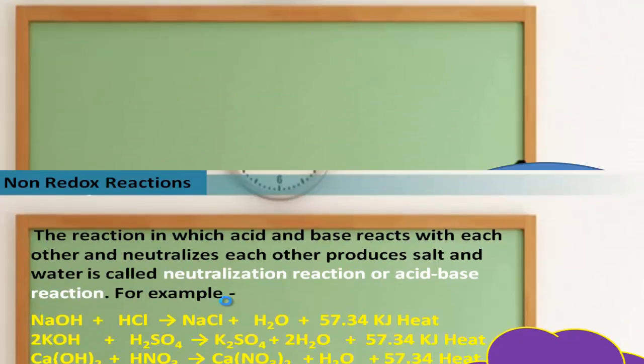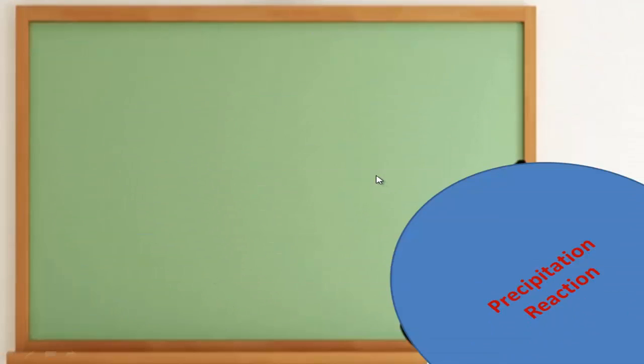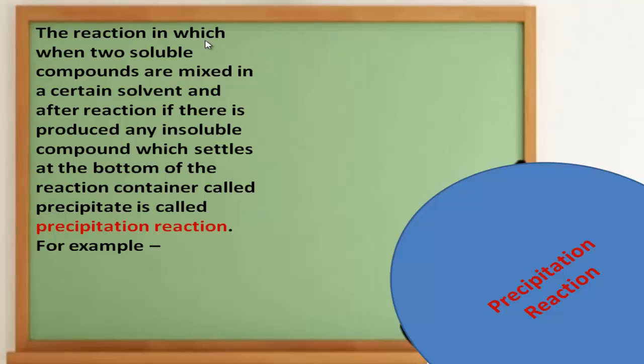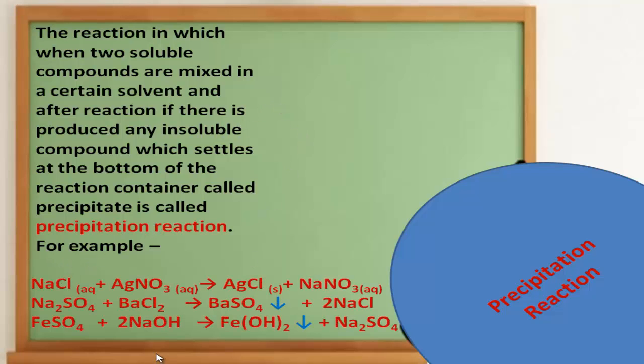Now another type of reaction is called precipitation reaction. Precipitation reaction is also a non-redox reaction. Follow here: it is the reaction in which two soluble compounds are mixed in a certain solvent, and after the reaction, an insoluble compound is produced which settles at the bottom of the reaction container. This is called a precipitation reaction. That means, follow the examples.